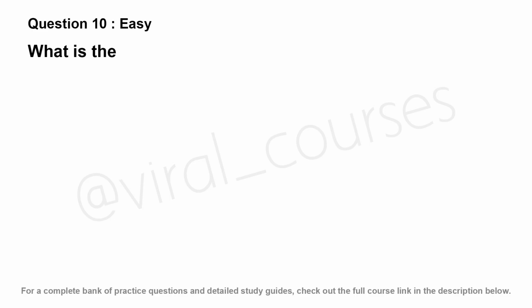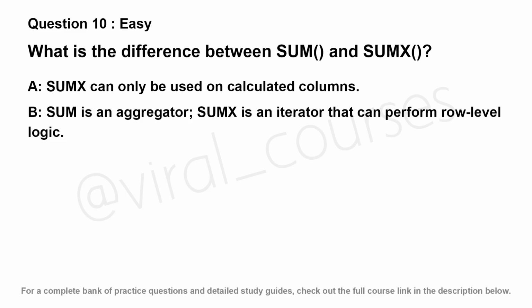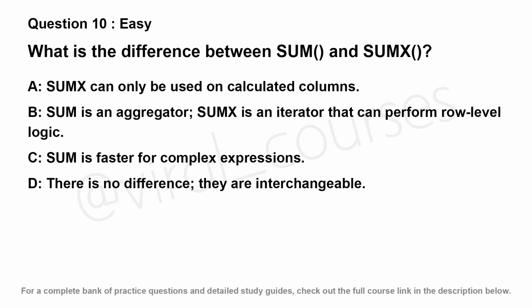What is the difference between SUM and SUMX? Option A. SUMX can only be used on calculated columns. Option B. SUM is an aggregator. SUMX is an iterator that can perform row-level logic. Option C. SUM is faster for complex expressions. Option D. There is no difference. They are interchangeable.